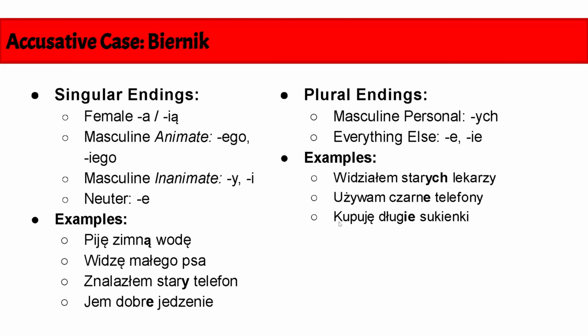Kupuję długie sukienki. I'm buying long dresses. Same thing. Sukienka by itself is a feminine noun. In the biernik plural, it is sukienki. So now we have to apply that same logic to the adjective. A feminine biernik plural ending for długi. So we add that ie or that e, so we get długie sukienki. And finally, zamknąłem duże okno. I closed a big window. Okno, a neuter noun, so we now must apply that logic to the adjective. Because we're in the biernik, we add e or ie, so we get zamknąłem duże okno. I closed a big window.